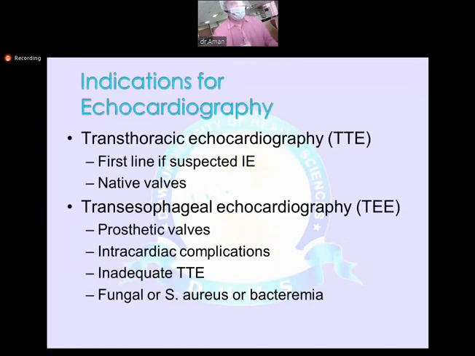Okay, so the indication for echocardiography: transthoracic echocardiography is first line if you suspect infective endocarditis in a native valve. And transesophageal echocardiography you can do for a prosthetic valve, intracardiac complications, inadequate transthoracic echo, or fungal or Staph aureus bacteremia.